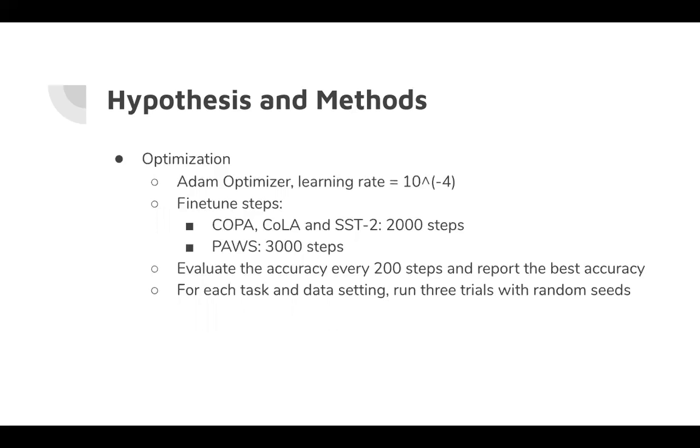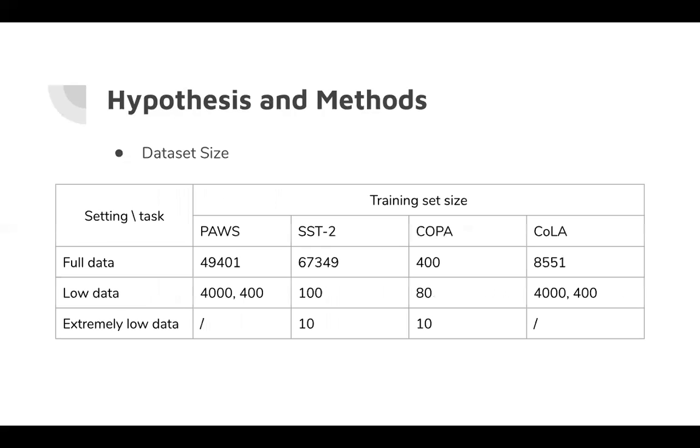Here are the parameters we used for optimization. For all datasets, we evaluate the accuracy on the development set every 200 steps and report the best accuracy. Previous studies found significant differences in performance with distinct data sizes. We also run the 4 tasks in lower data regimes. For each dataset and setting, we evaluate 3 rounds with different random seeds.